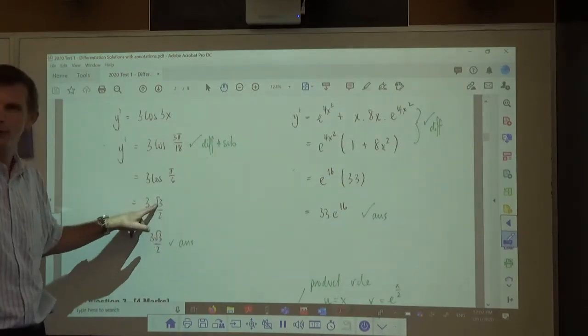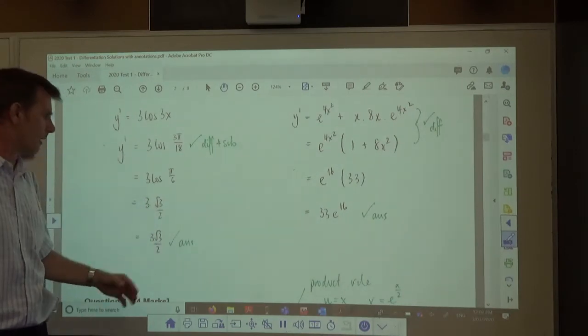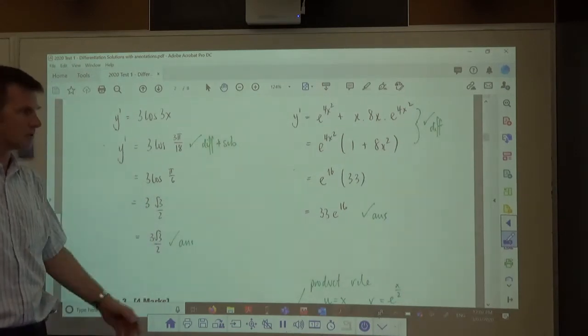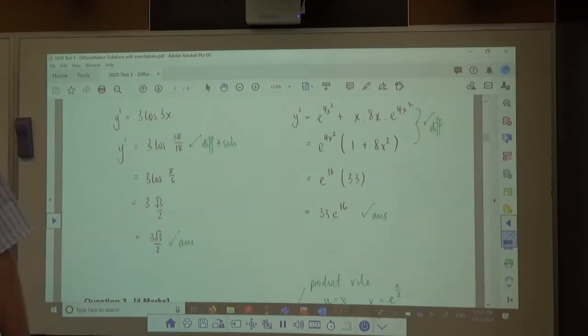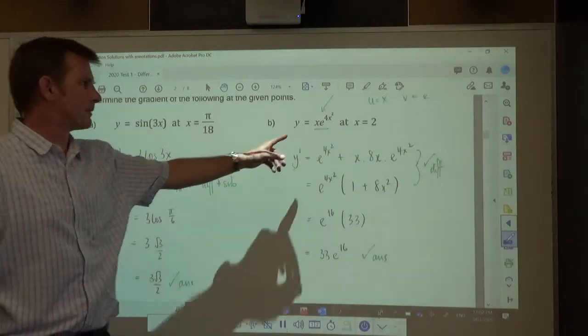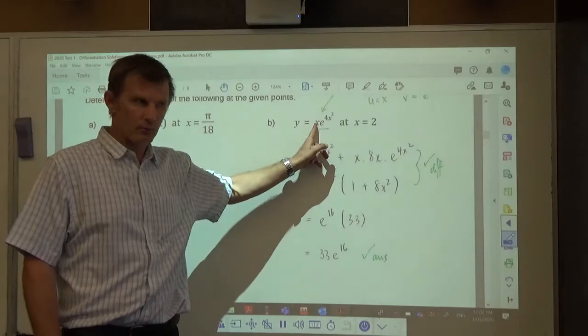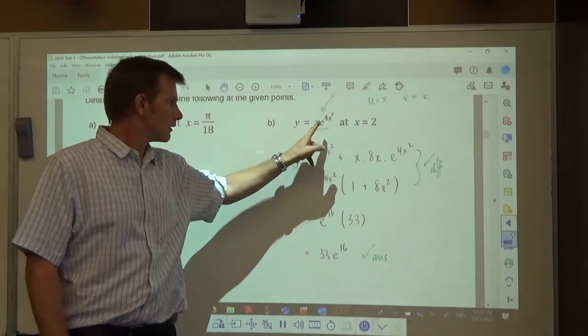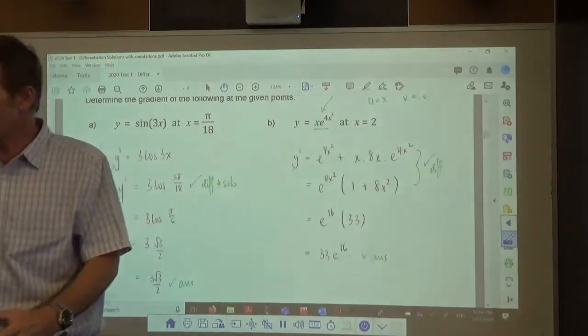I just kind of moved them closer together, really. But as long as you had the answer there, it didn't really matter. The one on the right-hand side here, same. People miss product rule. X is a function. E to the 4x squared is a function.